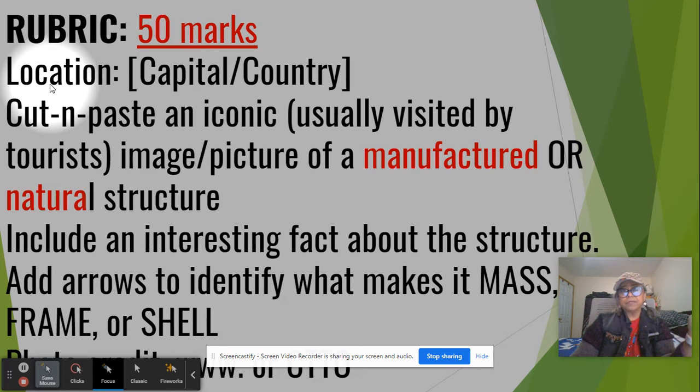I want you to first identify the location of the structure. And of course, the structure would be coming from the capital of a certain country. And then cut and paste an iconic image or picture, usually visited by tourists, of a manufactured or a natural structure. And then you include an interesting fact about the structure. Now you can add arrows to identify what makes it mass, frame, or shell. And of course, please mention the photo credits, or where you got those pictures.